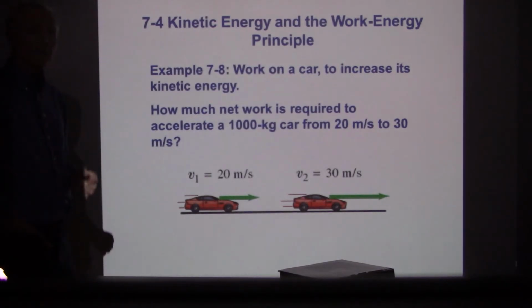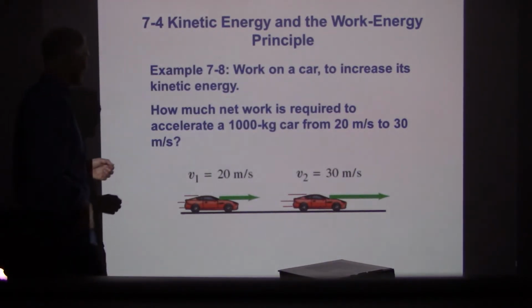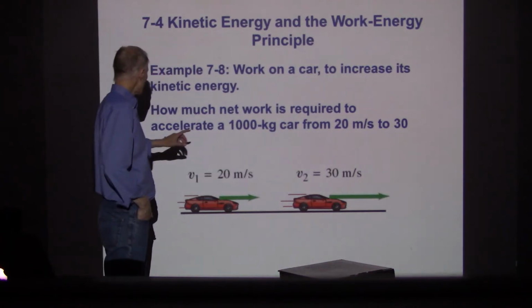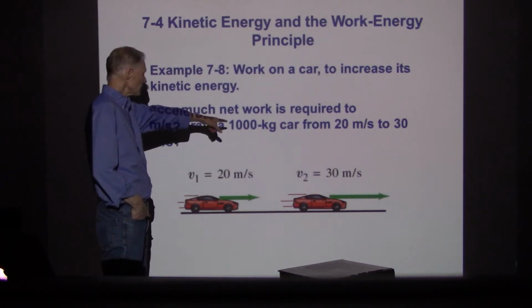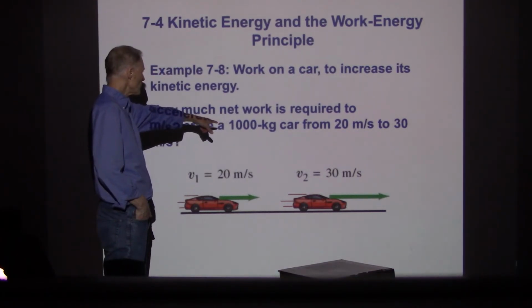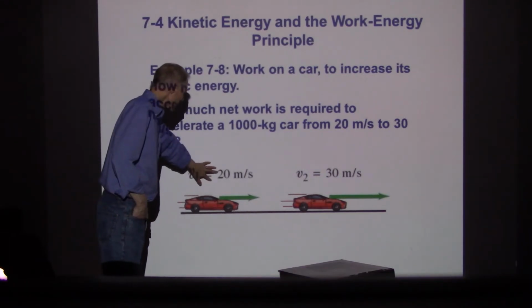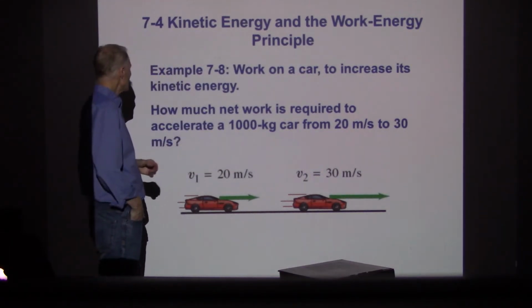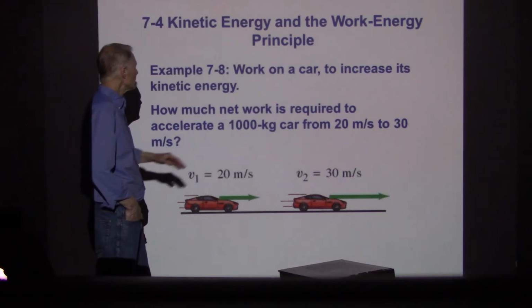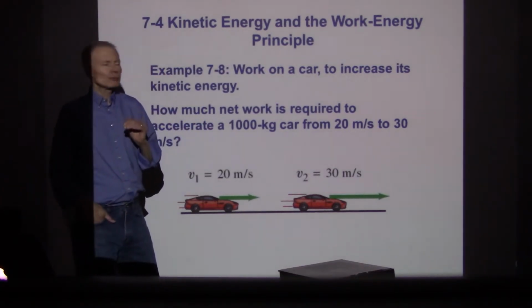All right, let's look at another example. Let's say that we have an automobile. It says that it is 1,000 kilograms. It's a fairly low mass. And it's going to accelerate from 20 meters per second to 30 meters per second. Okay, and this is a trick question.